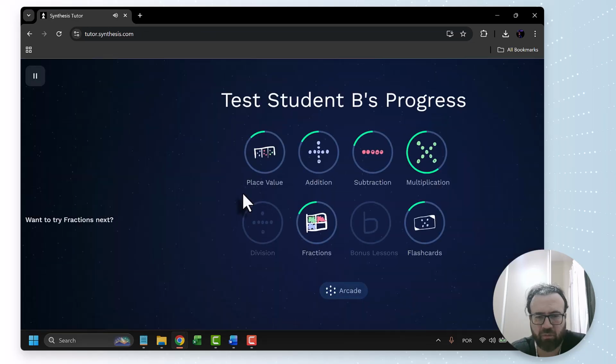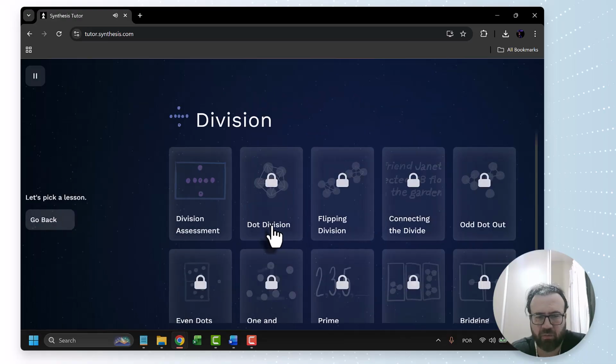Want to try fractions next? Let's pick a lesson.